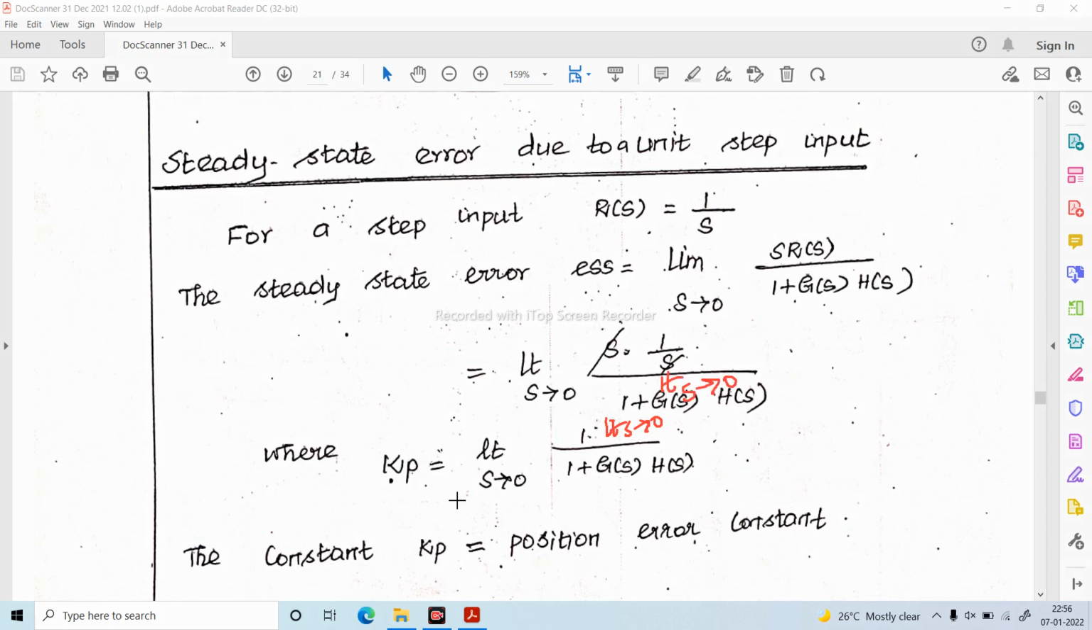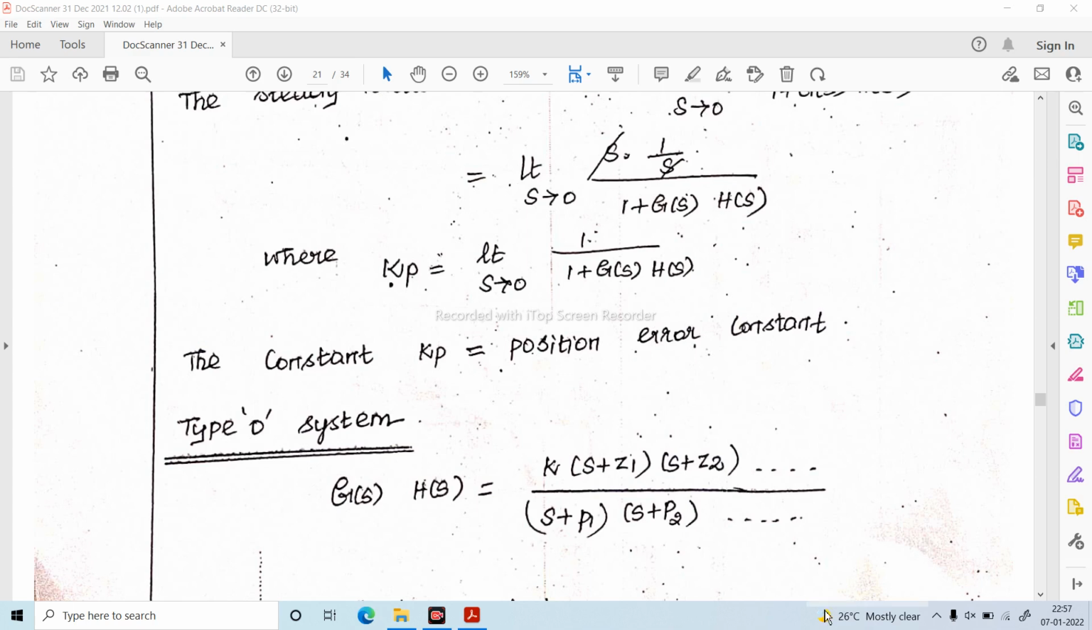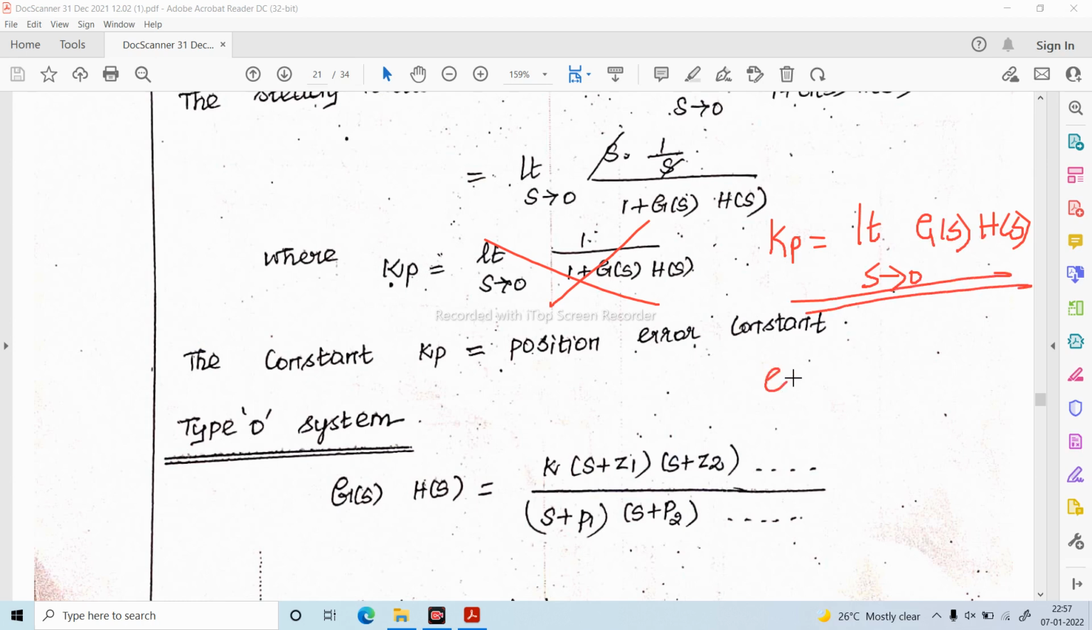So Kp equal to limit S tends to 0, G of S into H of S. What is Kp here? Kp is the positional error constant. This is the positional error constant. From this, Ess is equal to 1 by 1 plus Kp.